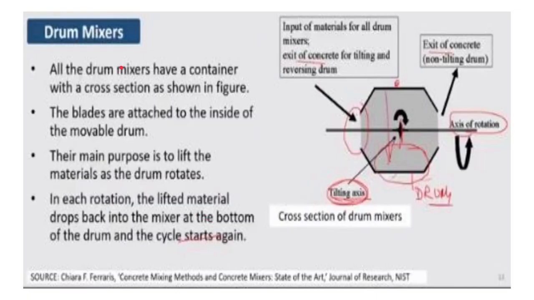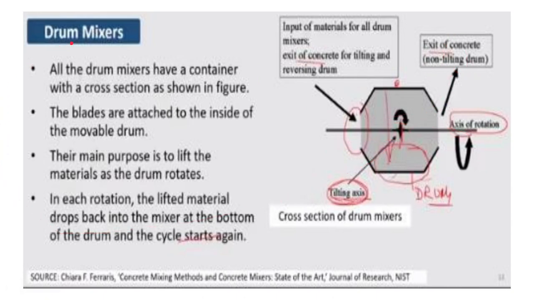If we look at this sketch, we see the cross section of drum mixers. This is the tilting axis and this is the axis of rotation. If the input and exit of the concrete are from the same opening, so inlet and outlet are the same, then it is the tilting and reversing type. And if the exit and input are different, then it is the non-tilting drum.